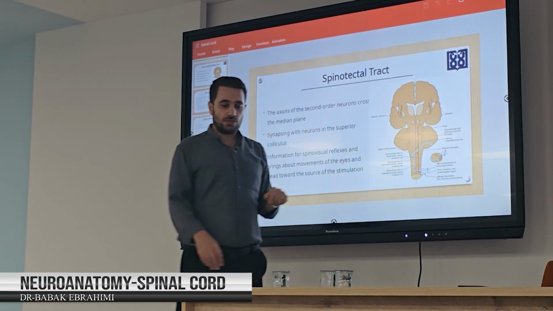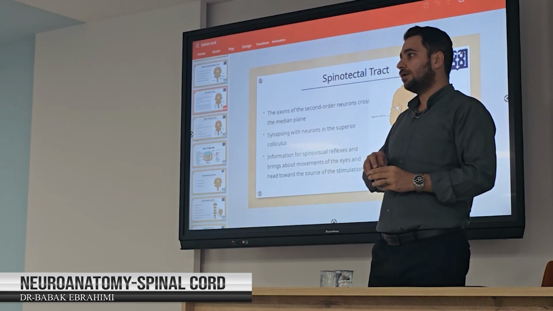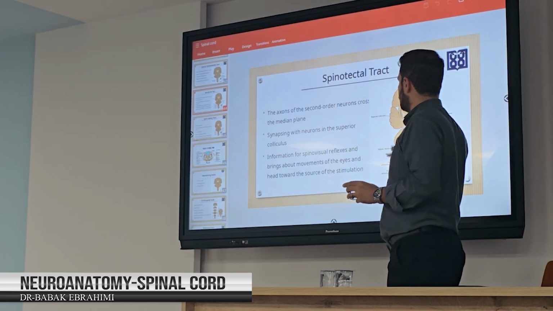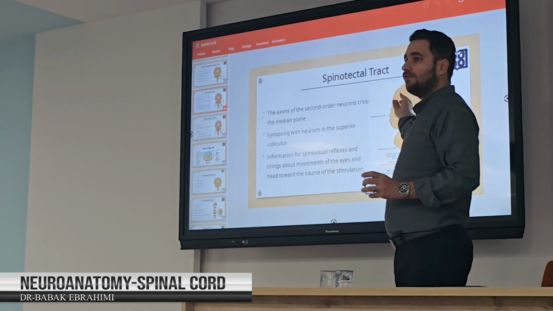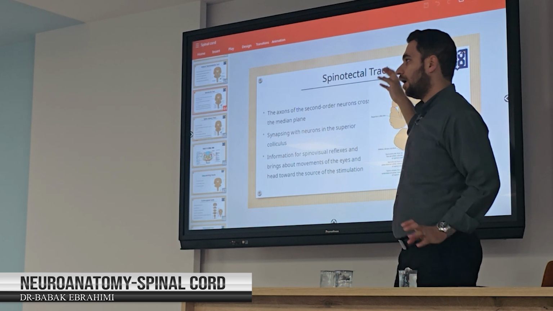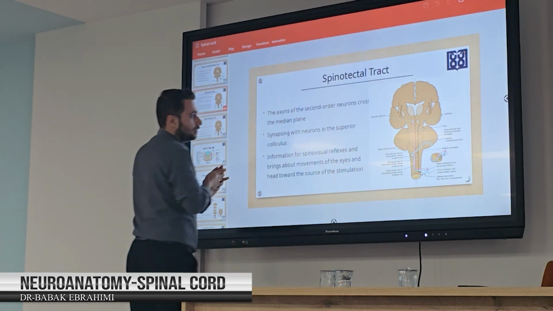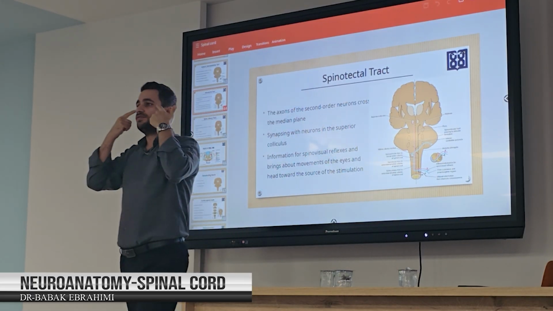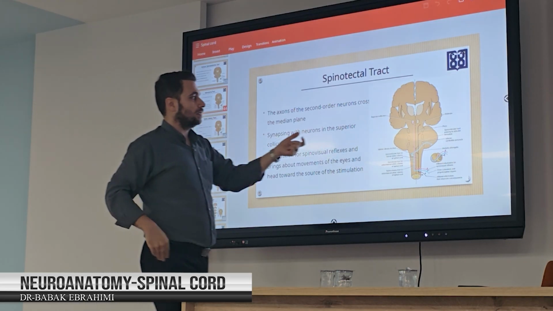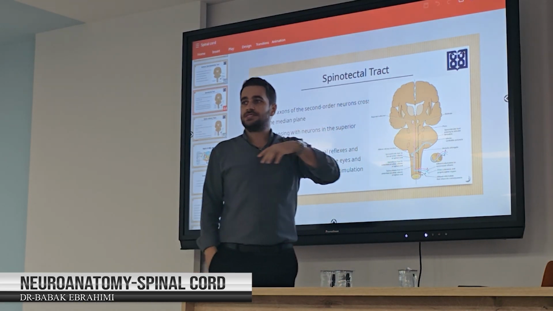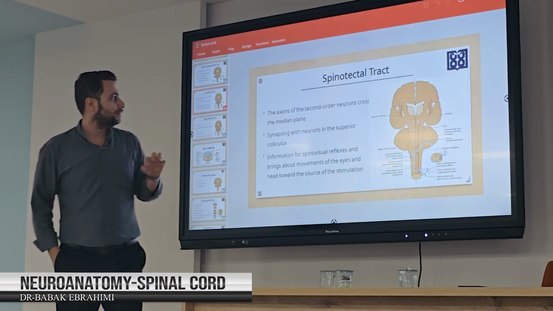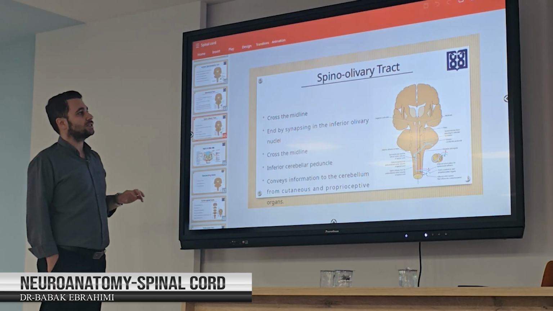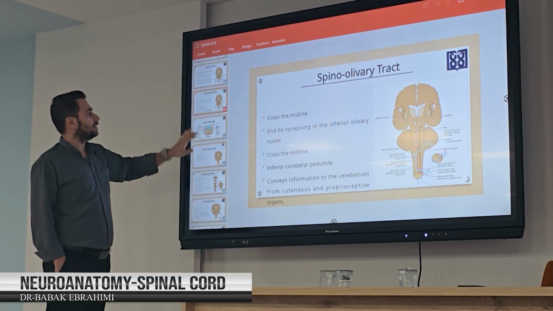Spinotectal tract. This is sensory or motor? Why sensory? Yes, because it is started from the spinal cord and then goes to one part. We call it tectum. Okay, maybe I will tell you, or maybe Dr. Hassanza will tell you. It's not important, but you must know that spinotectal is related to vision. We have something we call tectum in the midbrain, which is related to vision. I don't want to say lots of the tract and you will be confused. We have another one, spinal olivary, it isn't important.